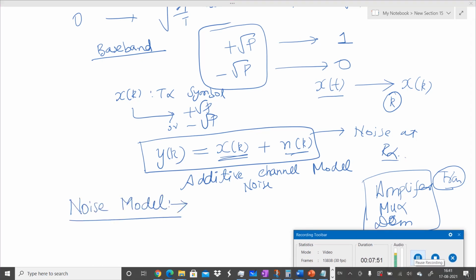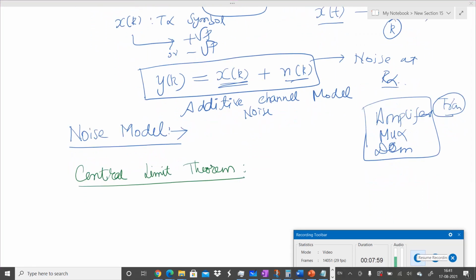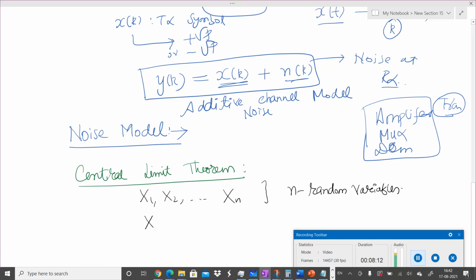To understand the noise model, I would like to introduce you to one important theorem in probability theory, that's called the central limit theorem. The central limit theorem speaks about if you have random variables, suppose x1, x2, and you have n random variables. Okay, what happens when you add up all the random variables? What happens to the distribution of this sum? Okay, you can represent this as the sum over i equal to 1 to n of xi. So the question is, what is the distribution?